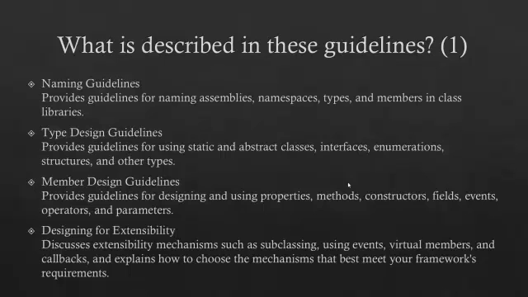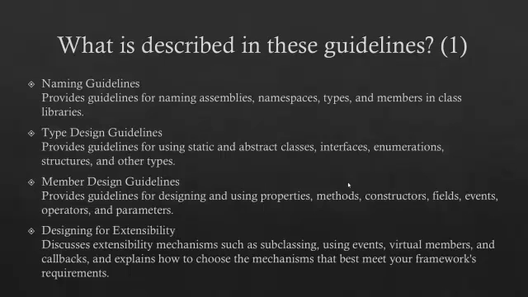So what's described in these guidelines? A lot of stuff. First of all, naming guidelines. This provides guidelines for naming assemblies, namespaces, types, and members in class libraries. So an interface name always starts with a capital I. Okay, buttons have a click event, not a fire event. For events, they have an OnClicking or OnClicked. Okay, so the one is a before event and we have an after event.